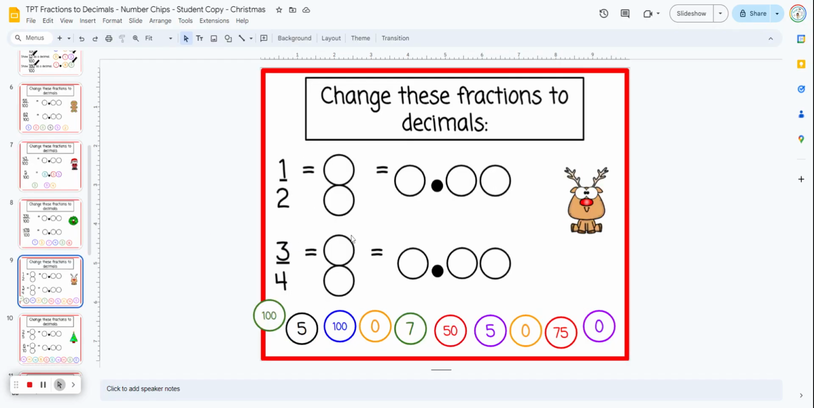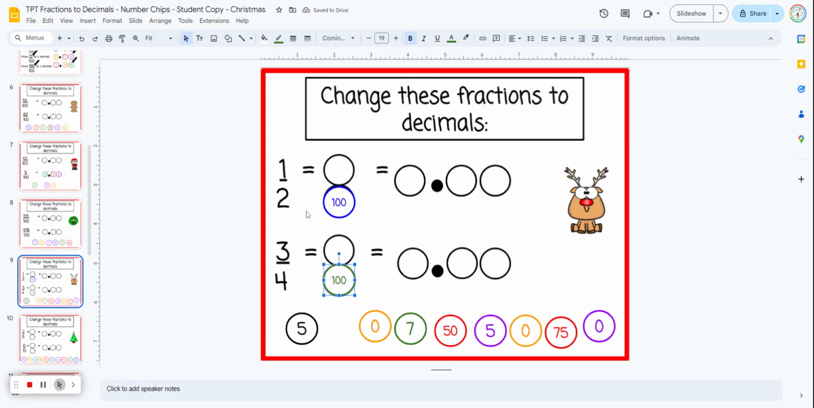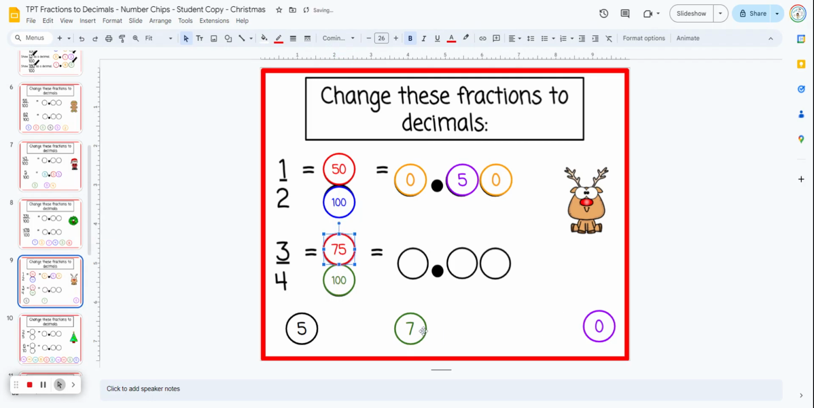Now when they get to slide 8, now they have to convert it first to an equivalent fraction with 100 in the denominator, and then change it to a decimal. So here we know the denominator has to be 100, so we're going to place both 100s in the denominator. And if we multiply times 50 here, we're going to multiply times 50 in the numerator. We get 50 hundredths, which would be 0.50 as a decimal. Here we have to multiply times 25. That would give us 75 hundredths, and 0.75 as a decimal.